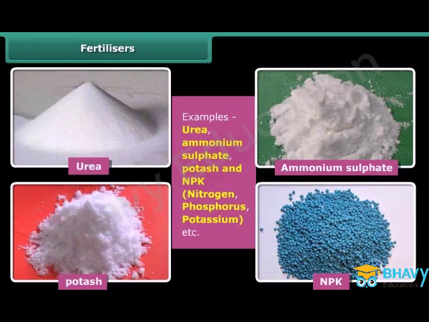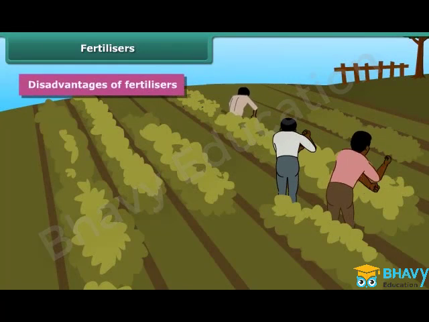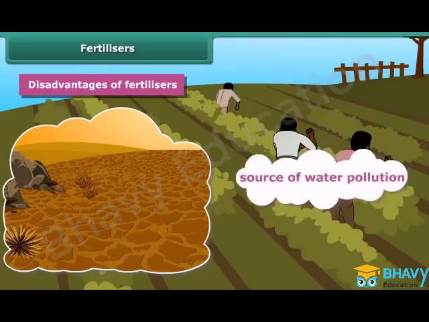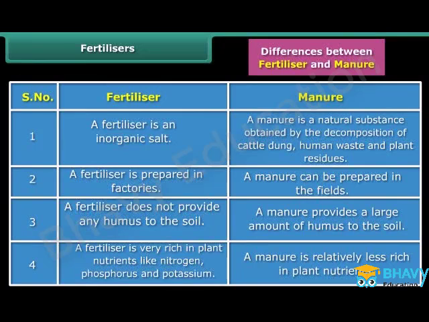The use of fertilizers increases the crop yield. However, there are some disadvantages of using fertilizers. Excessive use of fertilizers makes the soil less fertile, and they also have become a source of water pollution. Difference between fertilizers and manures.